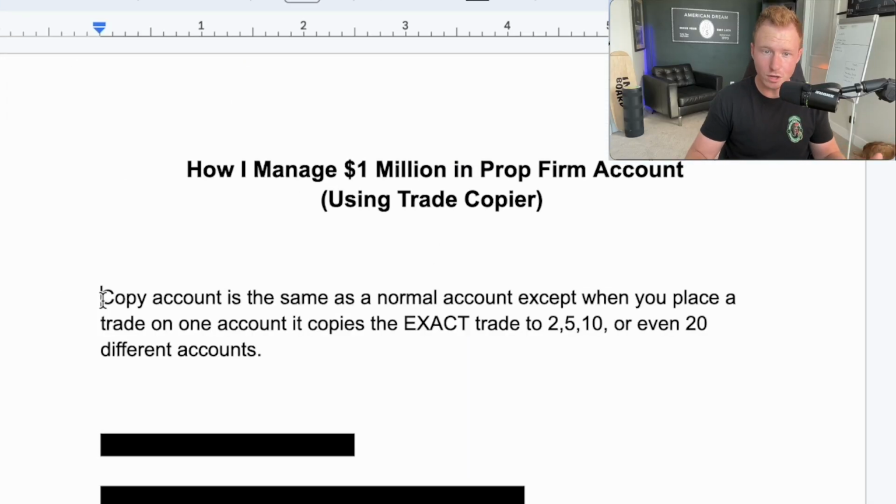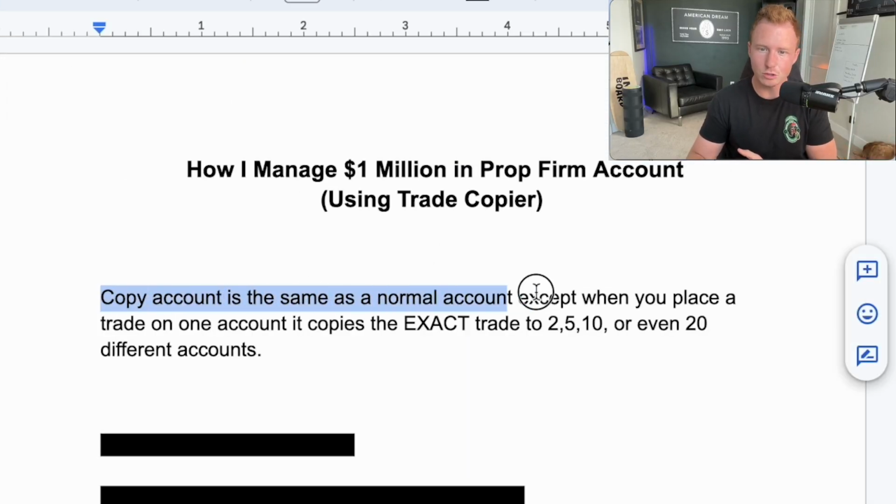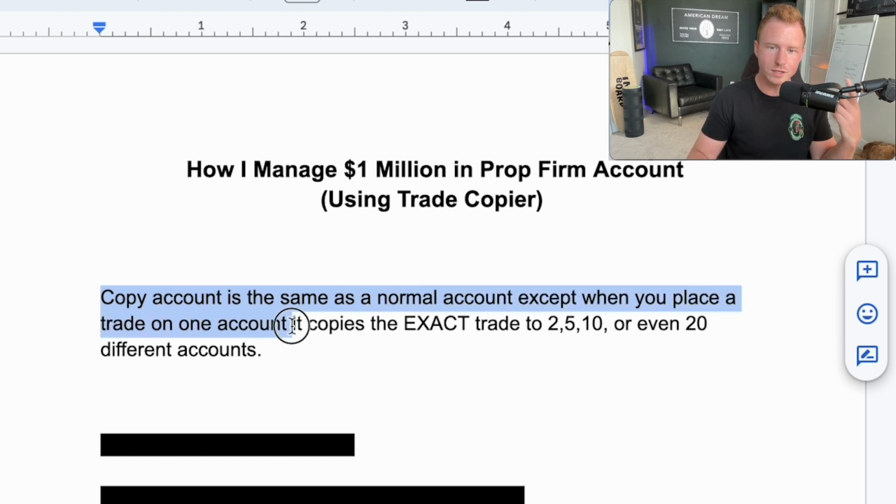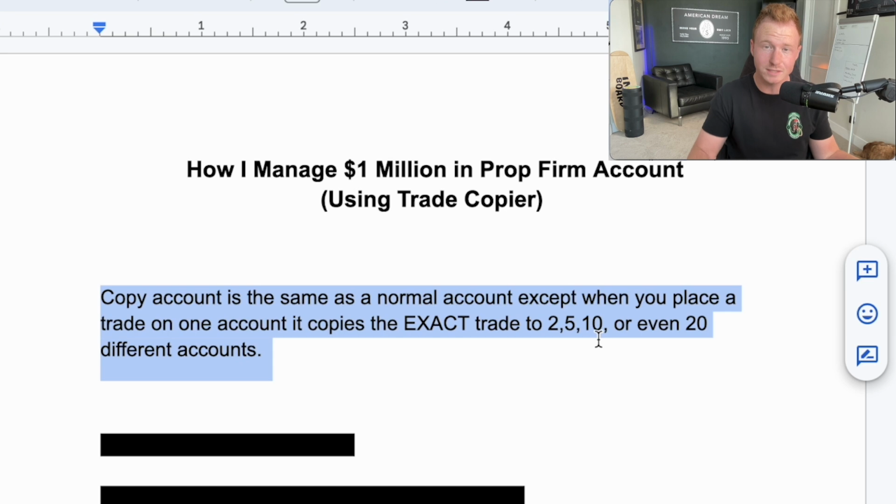For those that don't know, copy accounts is the same as normal accounts, except when you place a trade on one of your accounts, it copies that exact trade to 2, 5, 10, or even 20 different accounts. So you're basically taking the same trade on 20 different accounts.